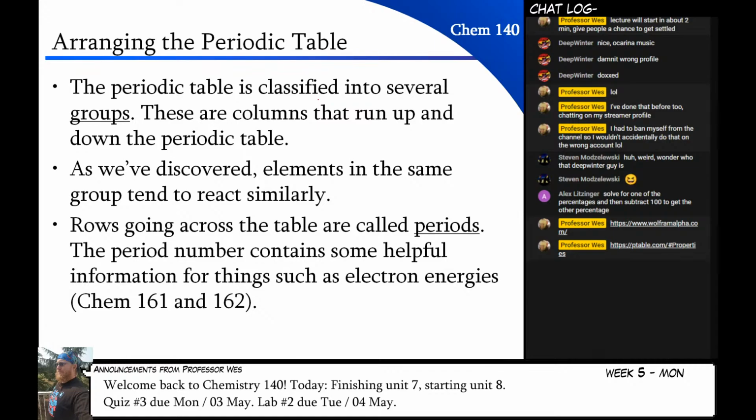The period number is not super useful other than just telling you where an element is, but there are some things that we will refer to in 161 and 162, particularly what the valence shell of your electrons is. The period number tells you the highest level of valence for your electrons. So anything in period 5 will have 5 layers of electrons, for example, and the outermost ones will be in level 5. Again, more on that in 161, since that's kind of the whole point of that class.